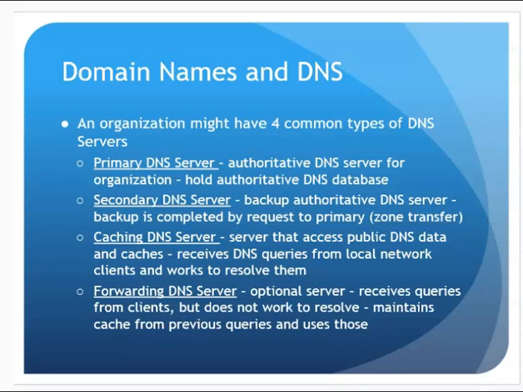There are different types of servers. The main authoritative server for an organization. Secondary, it's a backup, just as the name applies. And then you can have a caching DNS server, which accesses the public DNS data and caches it, and can actually help with speeding up that process. And then a forwarding DNS server, which is optional, receives queries from clients but does not work to resolve them, just kind of maintains a cache from previous queries and uses that information.